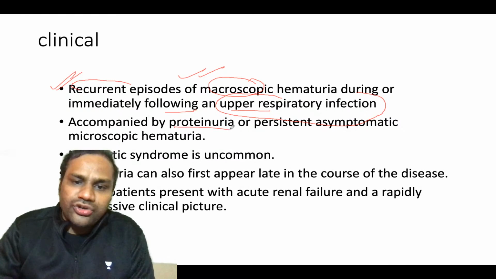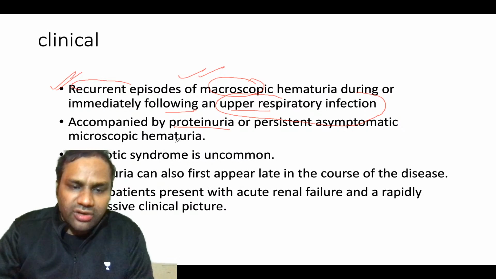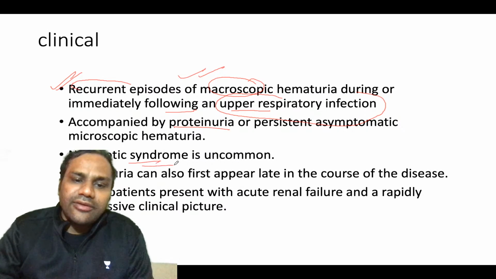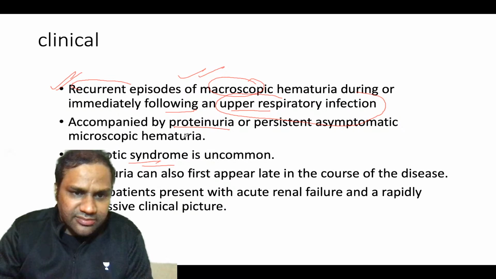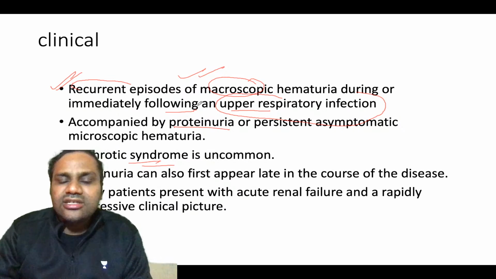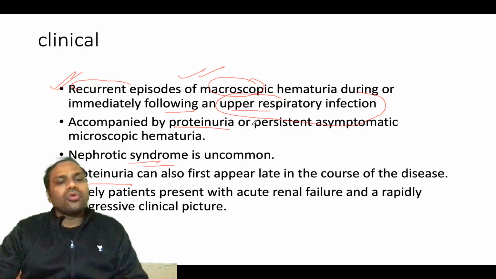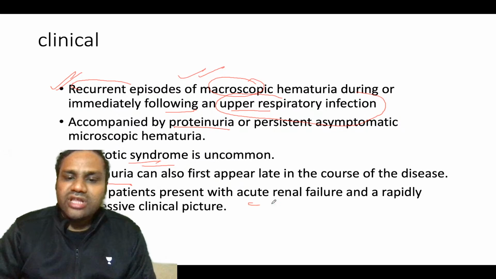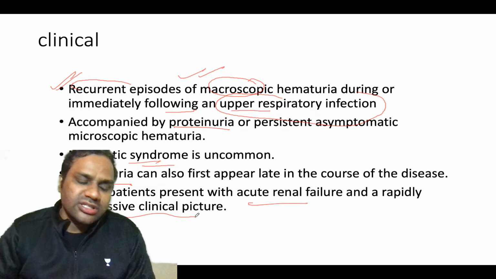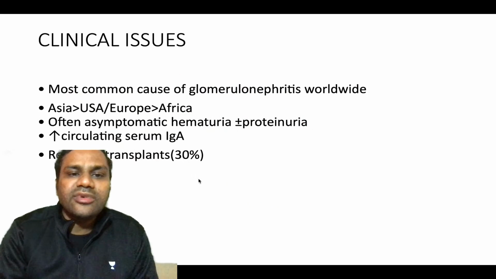Then you have proteinuria or persistent asymptomatic microhematuria. So basically nephrotic syndrome is very uncommon in this disease, but it is nephritic syndrome which you can see. And proteinuria can also appear late in the course of disease. Early disease presents with acute renal failure and rapidly progressive clinical pictures. Okay, so this is very much important.